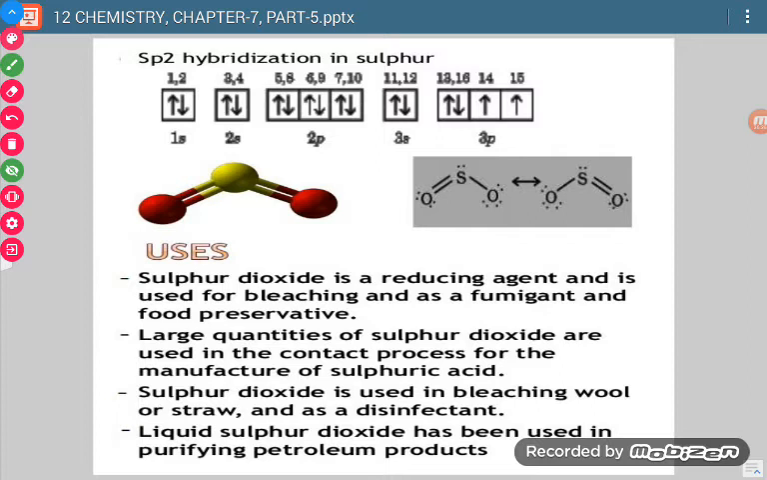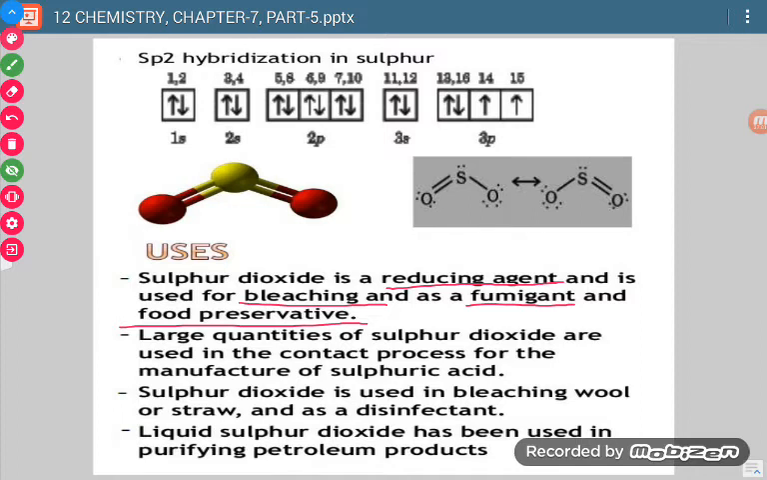Now, what are the uses? Sulfur dioxide is a reducing agent, and it is used for bleaching and as a fumigant and food preservative. So sulfur dioxide gas has these many uses. It can act as a reducing agent, it can act as a bleaching agent, it can be used as a fumigant, and it is also used in food preservation.